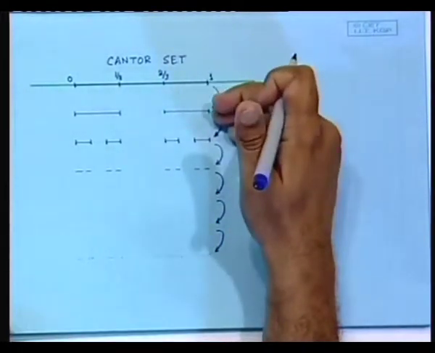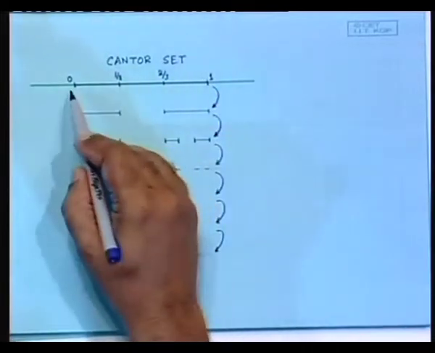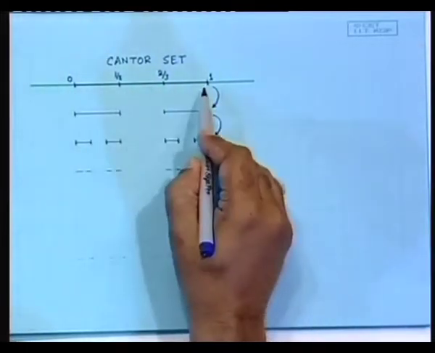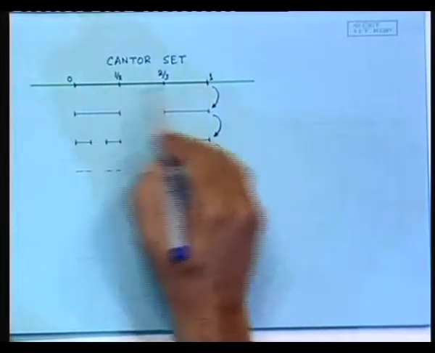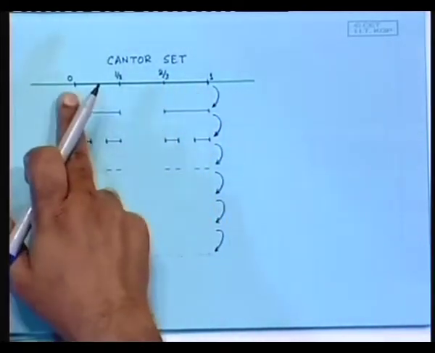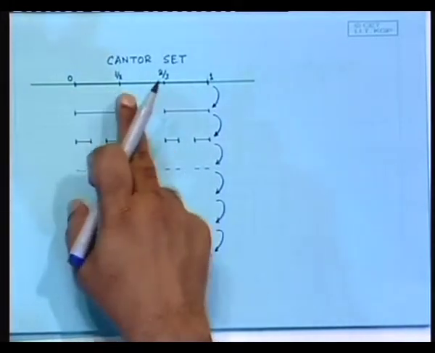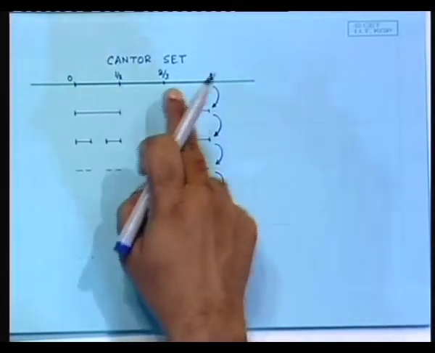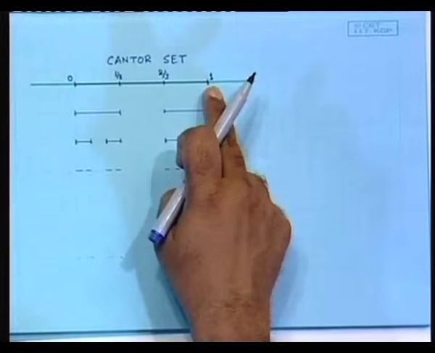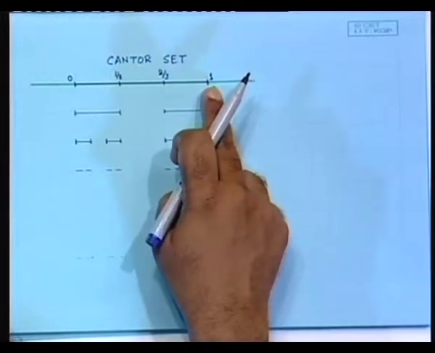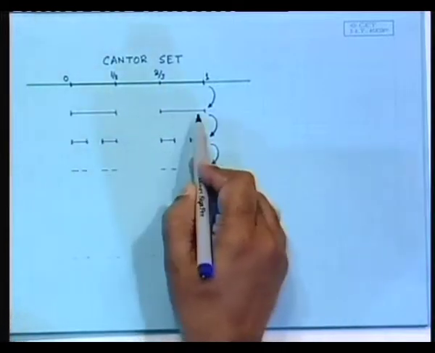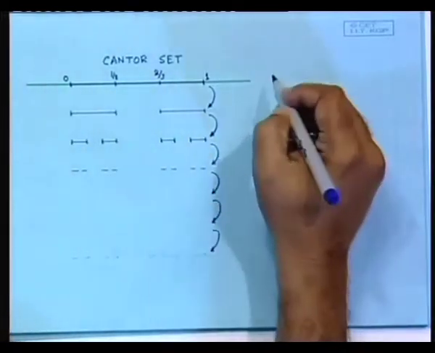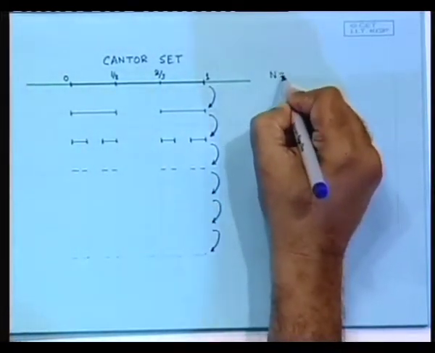After the first step, if we have divided this range between 0 to 1 into these 3 boxes, the first one between 0 to 1/3, second one between 1/3 to 2/3 and third one between 2/3 to 1, then how many boxes do we really need in order to cover this object? 2. So, we have N equal to 2.